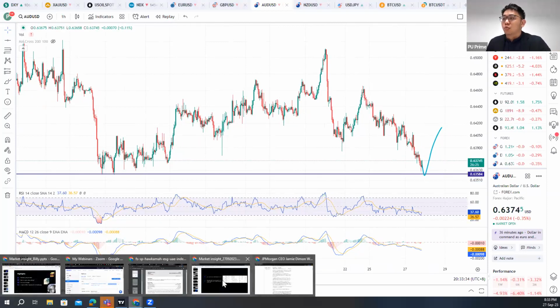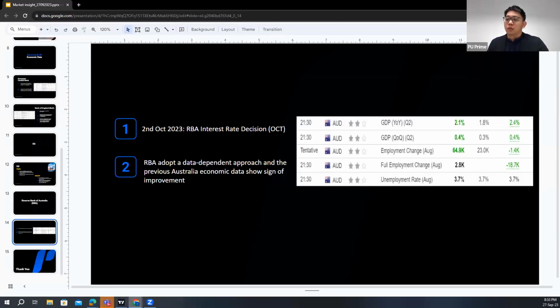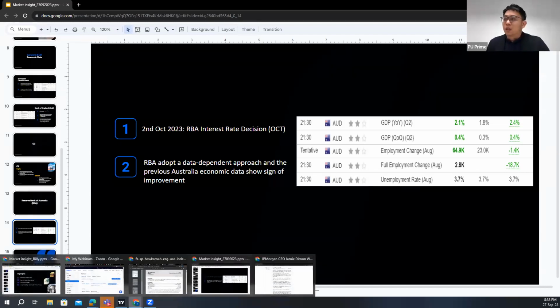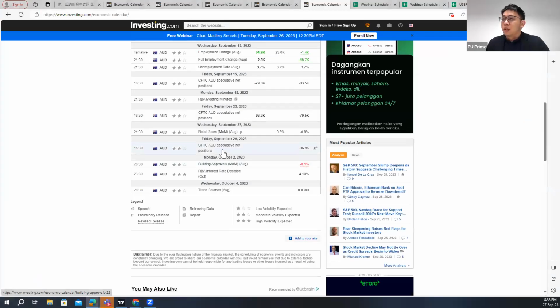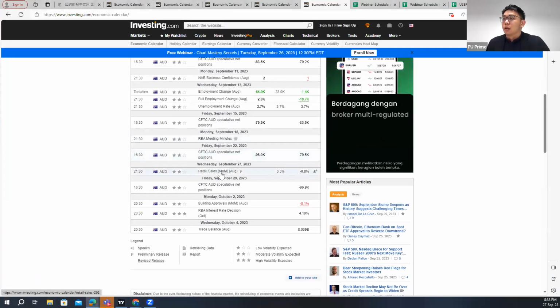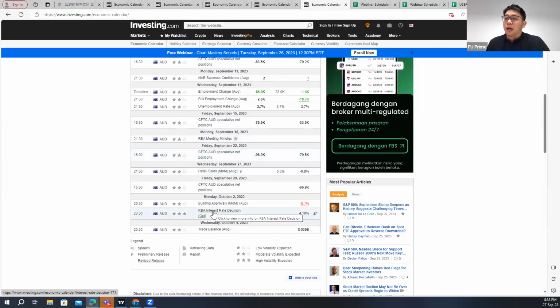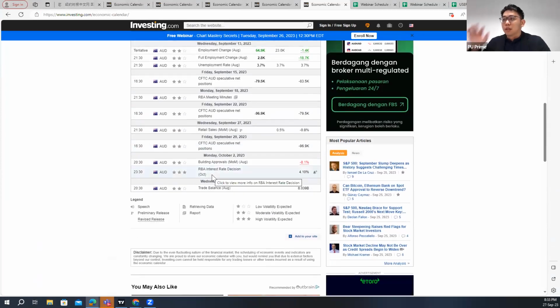So as a reminder, tomorrow we will have the crucial Australia retail sales coming out, and also on the coming Monday, very important, we will have the RBA interest rate decision.